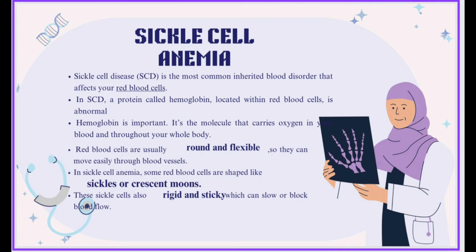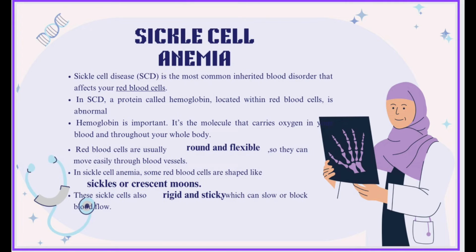It is when our red blood cell hemoglobin looks like a sickle and crescent moon, exactly like the moon shape. Sickle cells are also rigid and sticky, which can slow or block the blood flow in our body. This is a serious issue.